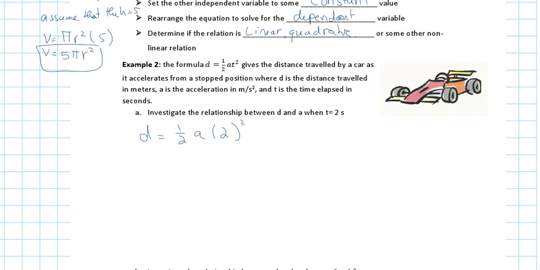And that gives me d equals a half times a times 4. How can I rearrange this? Because there's too many numbers. 4 times a half, that's what? 2. So that's going to be d equals 2a.